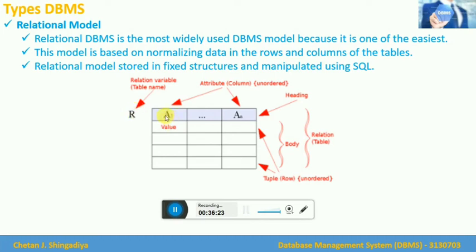So this is the attribute, this is the table name, this is the heading, this is the body, and this is the entire relation. And this row is nothing but a table row, unordered. That means we can say it is a tuple, or we can say it is a row. So this is how you can relate the relational model, or relational DBMS, in this database management system.